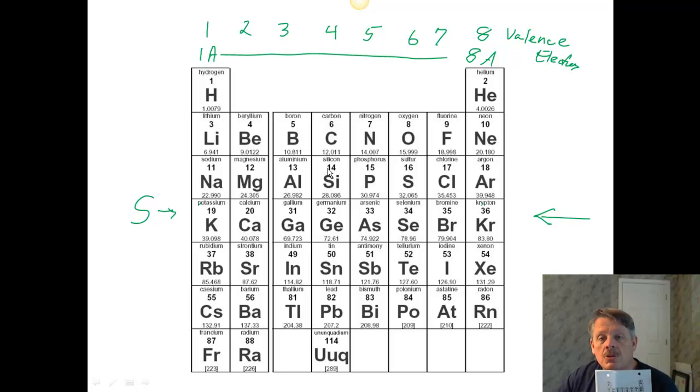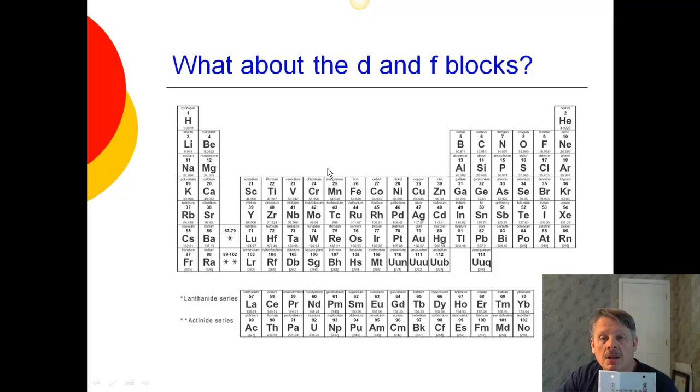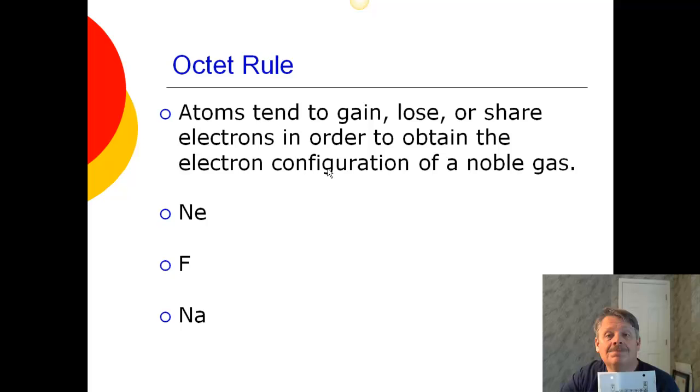Now notice we did ignore the D block and the F block, and that's okay, because we've already shown how those are all at a lower energy level than the electrons that are in the main blocks. So we essentially don't have to worry about the D and the F blocks. We can focus purely on the main blocks for right now.